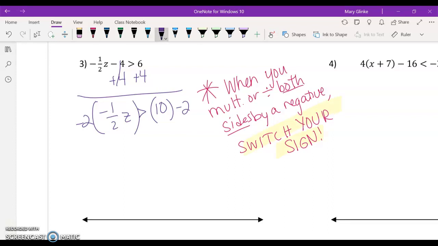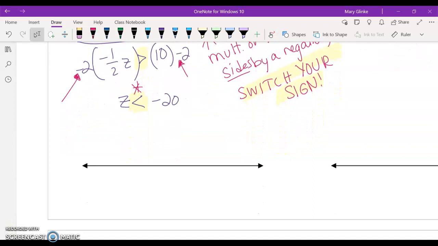So over here, we would get z and -20, except this sign was greater than. It is going to become a less than instead. This part right here has to switch. And it's all because we multiplied both sides by -2. So when you multiply both sides by a negative, you switch your sign.